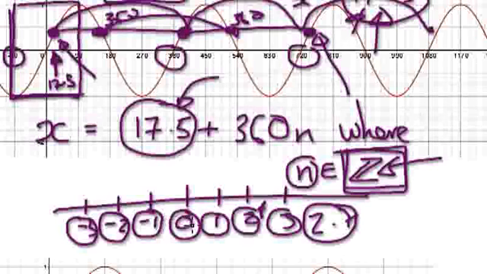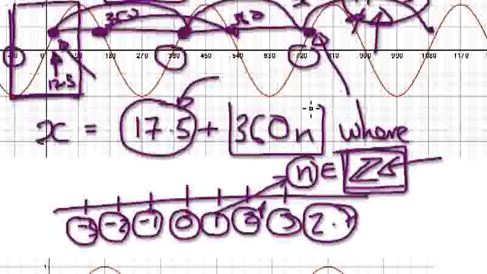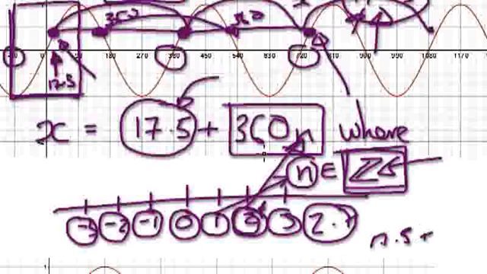My point is that if you select n to be 1, then 360 times 1 will be 360. So one solution is 17.5 add 360. If you select 2 and put it into the n, it will be 17.5 plus 360 times 2, which is 720. So that is another solution.